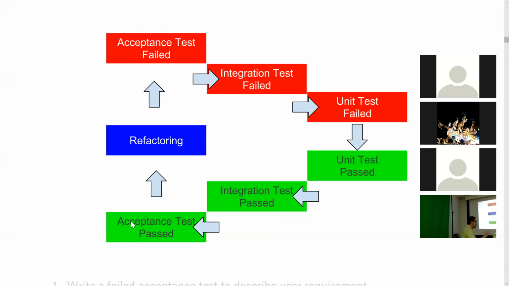Because we have written all the testing code and passed all our tests, we can now begin to do some refactoring. And next time, when we have a new feature, we begin with the failing acceptance test, the failing integration test, and a failing unit test. This is the life cycle and workflow of the TDD process.